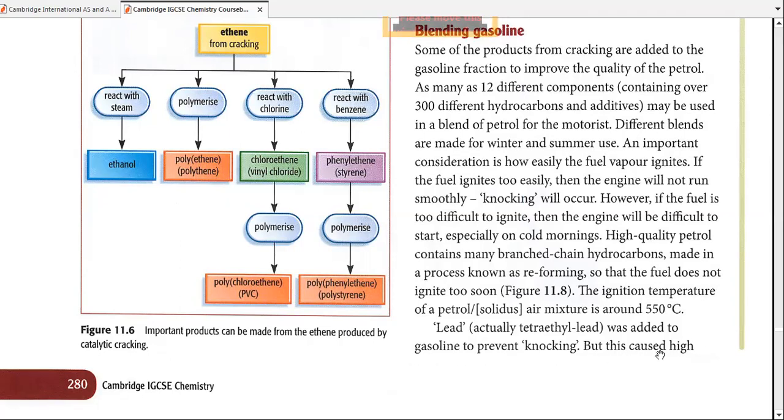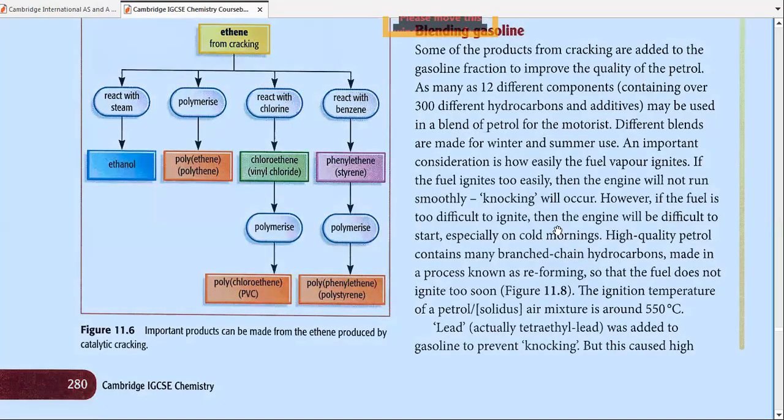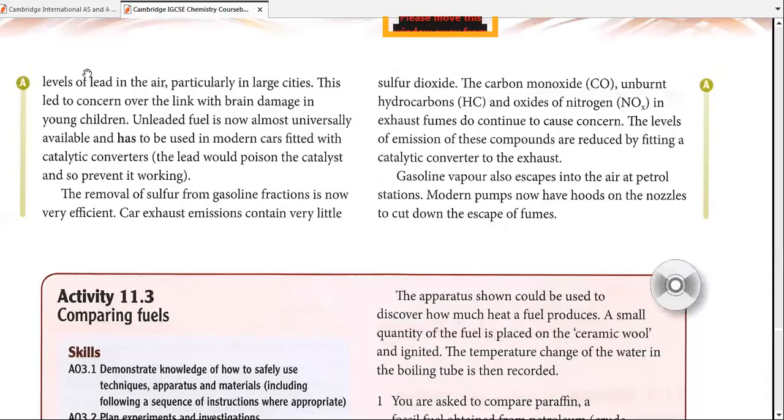Moving on, but this caused high levels of lead in the air. Now what happens with the high levels of lead in the air, particularly in large cities where we have a lot of traffic? We're talking about cities like Karachi, Lahore, Faisalabad, the densely populated cities. Now even Multan, Islamabad, Rawalpindi, Quetta are also included in this specific aspect. Okay. This led to the concern over the link with brain damage in young children.